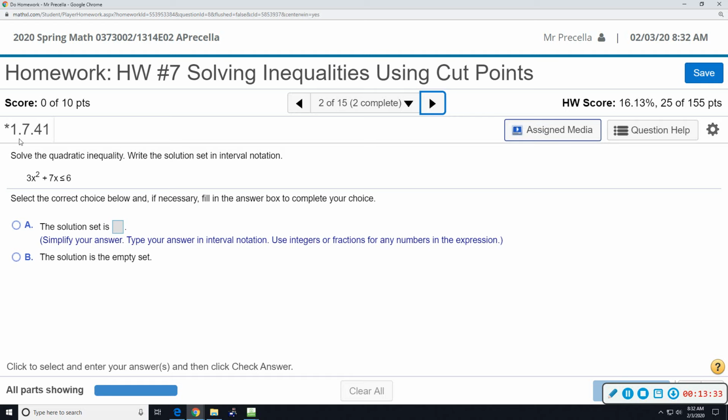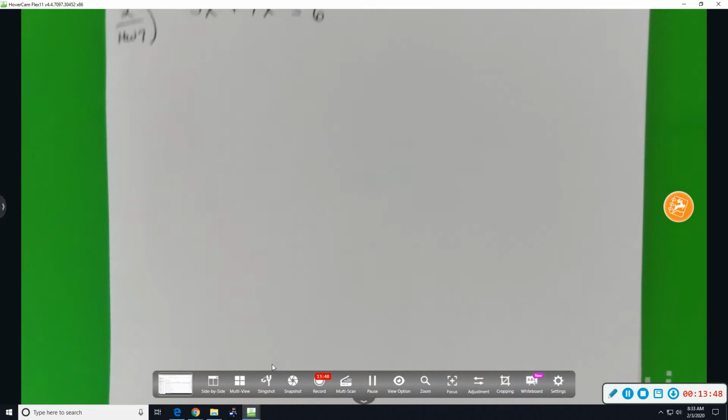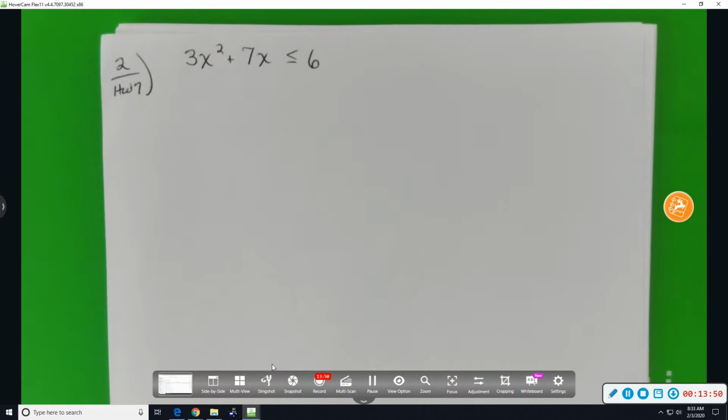You notice the instructions. It doesn't say anything about the cut point method. It does say interval notation, though. And it says solve the inequality. Okay, so let me see. Let me lower this. It's problem number 2.